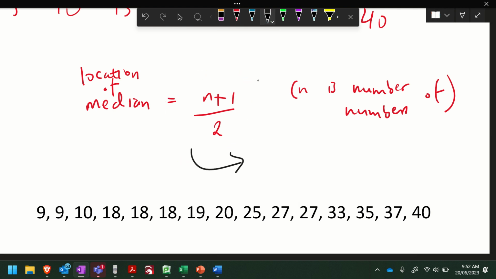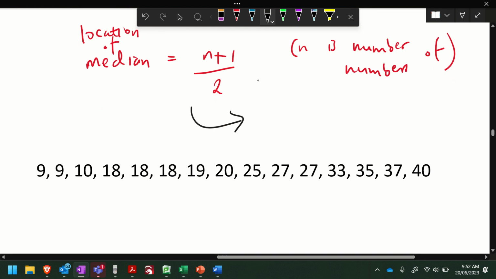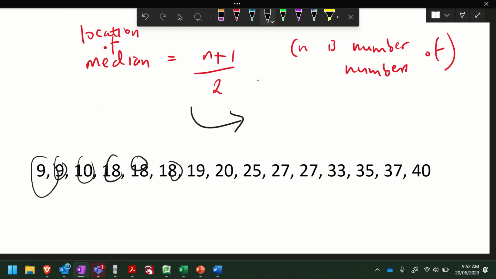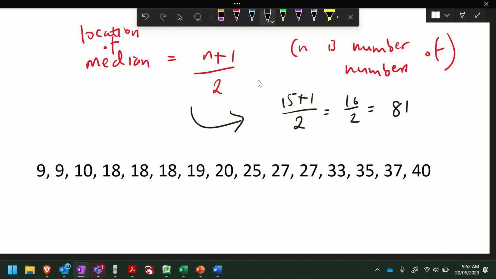So here, if I actually use that, how many numbers do we have here, guys? You want to count? You got 1, 2, 3, 4, 5, 6, 7, 8, 9, 10, 11, 12, 13, 14, 15 numbers, yeah? So what you'll do is you go 15 plus 1 divided by 2. That equals 16 divided by 2, which is 8. So the 8th number is the median. So you're going to go 1, 2, 3, 4, 5, 6, 7, 8. Right there. Nice and easy.